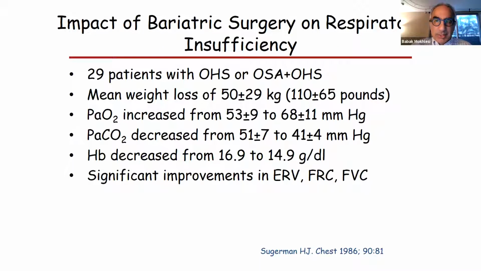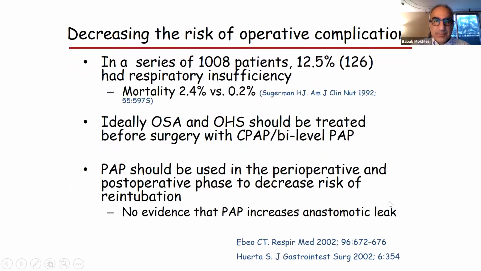Bariatric surgery, you would think there'll be a ton of literature on this, but unfortunately, there's not much. One of the few good studies that are out there is by Harvey Sugarman from the mid-80s, and as I summarize here, there was improvement after Roux-en-Y surgery. The average weight loss was around 50 kilograms or 110 pounds. That led to significant improvement in gas exchange and in lung volumes.